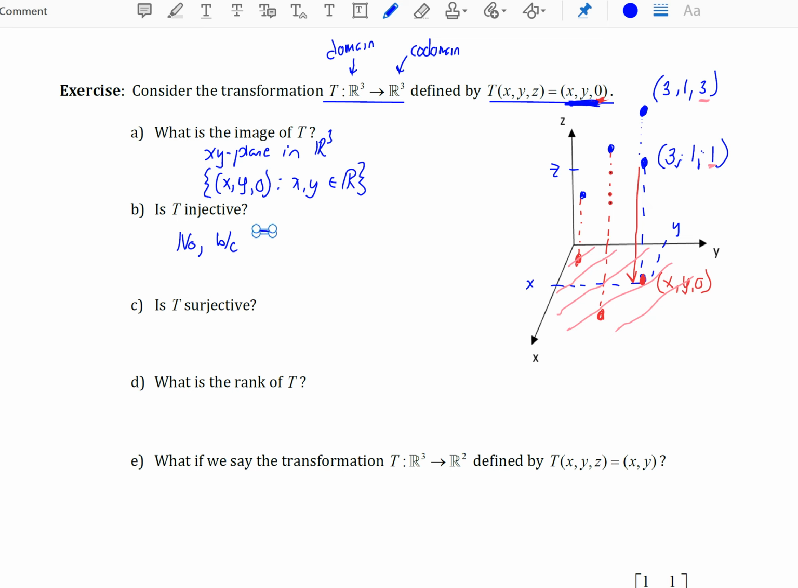And if you were to look at T of (3, 1, 3), or T of (3, 1, 1), these would both equal (3, 1, 0). So different inputs do not give rise to different outputs.